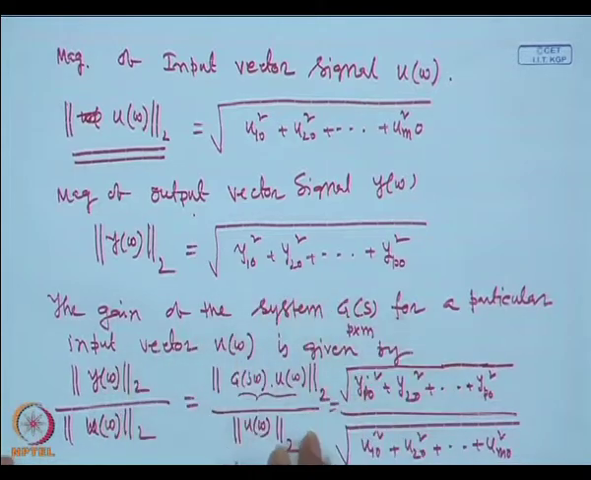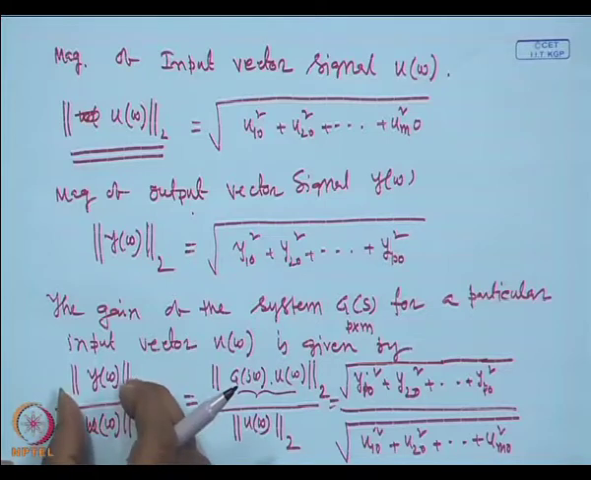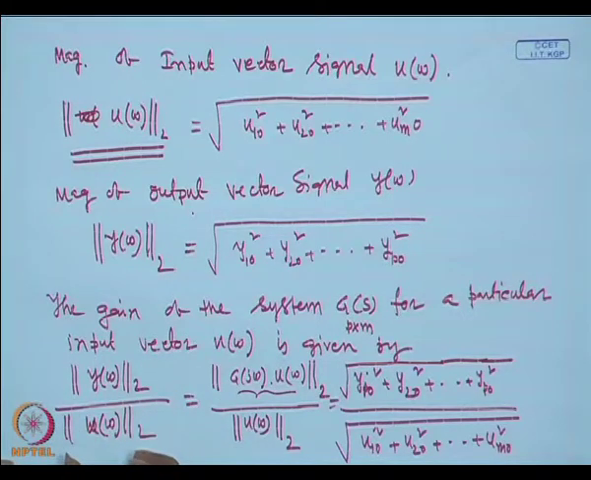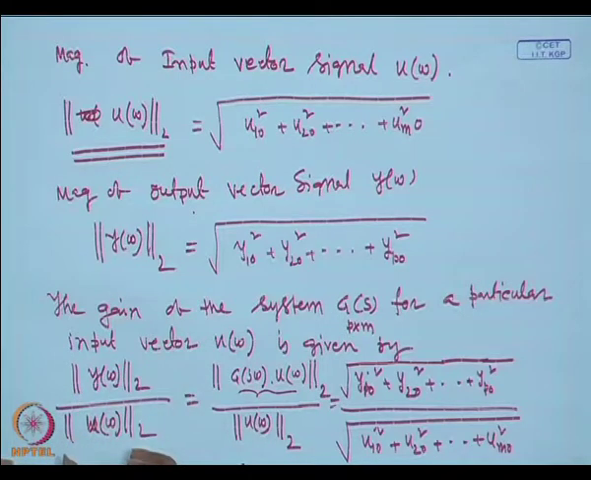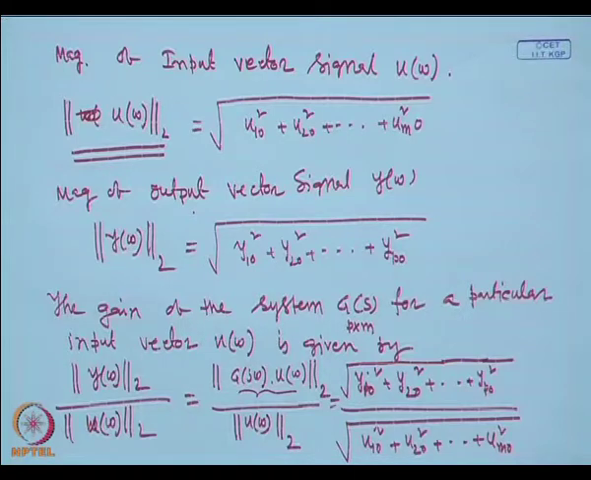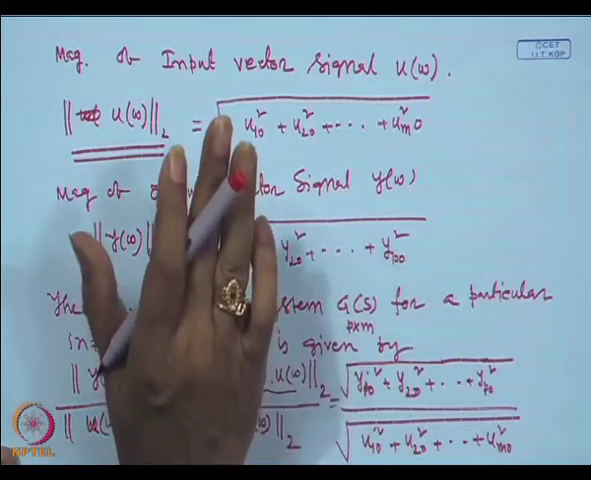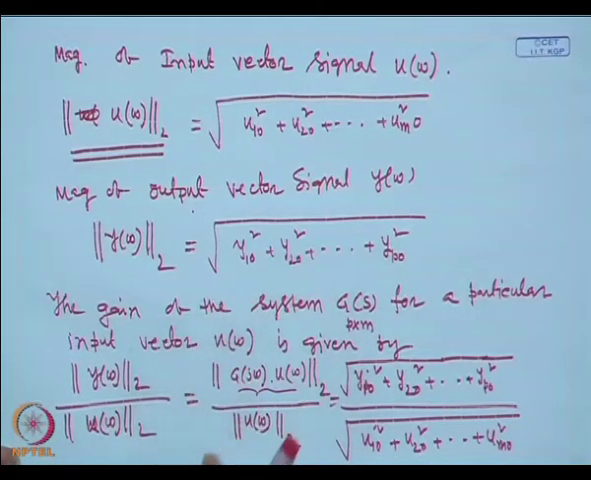So the gain of the system, for multi input multi output, is the magnitude of the output vector over the magnitude of the input vector. Look at this expression: the gain depends on frequency, the same as in the single input single output case. In addition to that, we have another freedom: the gain also depends on the direction of the input vector, which we will see later.